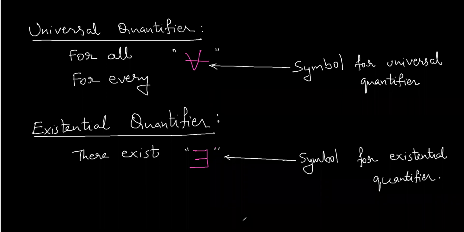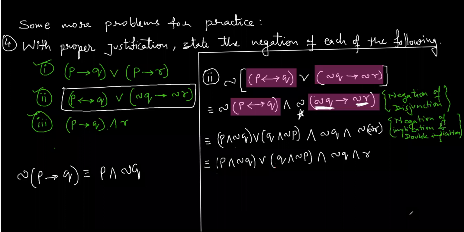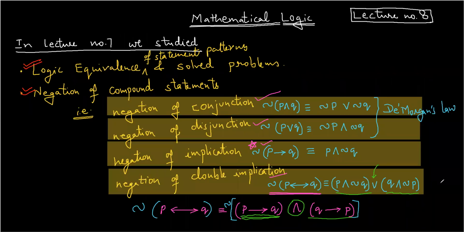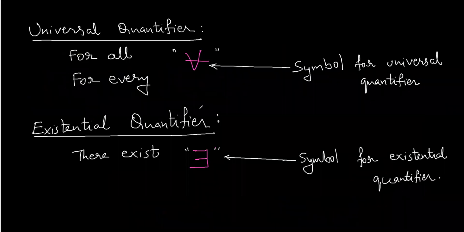So here we wrote the symbolic representation: this is the symbol for the universal quantifier, and this is the symbol for the existential quantifier. This is the end of lecture number 8, and we will continue from where we are ending here in lecture number 9.